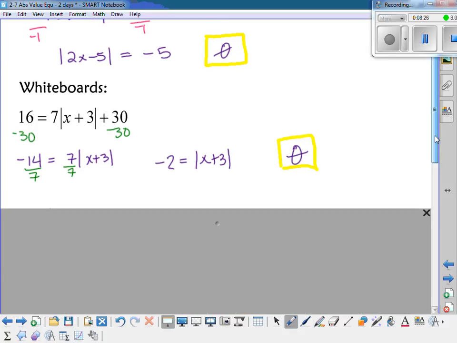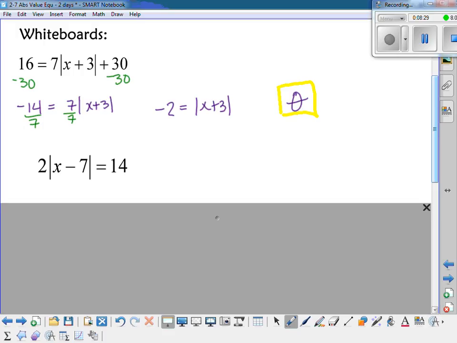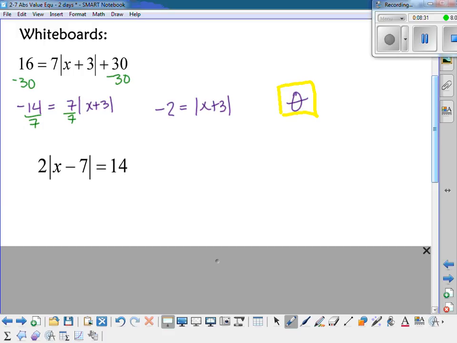All right, the next one for your whiteboards is right here. 2 times the absolute value of x minus 7 is equal to 14. Isolate the absolute value. Go ahead and pause the video now.